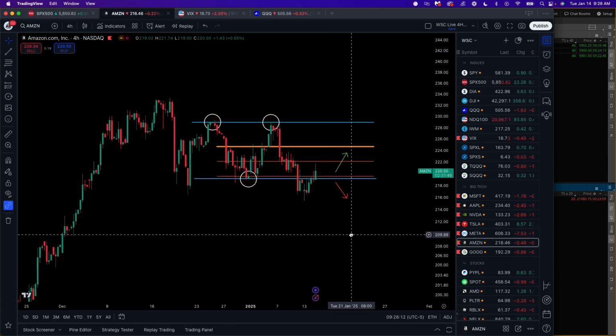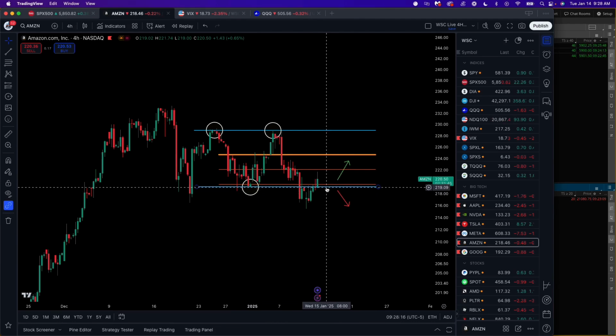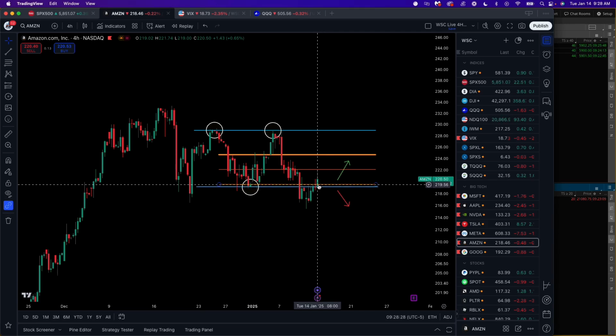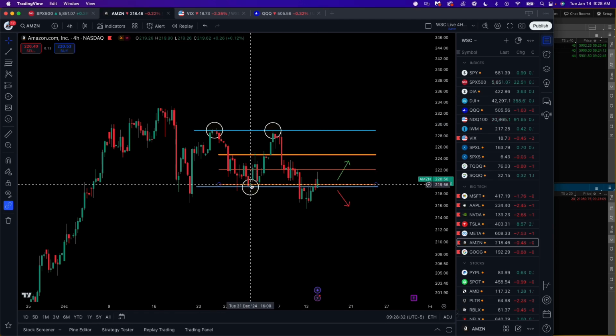On Amazon, I like this one. Potential double top. Yes, I know we are currently invalidating it. But if for some reason we actually reject, there would be a very good short setup breaking below 219. So right now we're at 220.50. If we open the market and then we lose this, we reject here, that would be a double top for Amazon. First neckline and second.